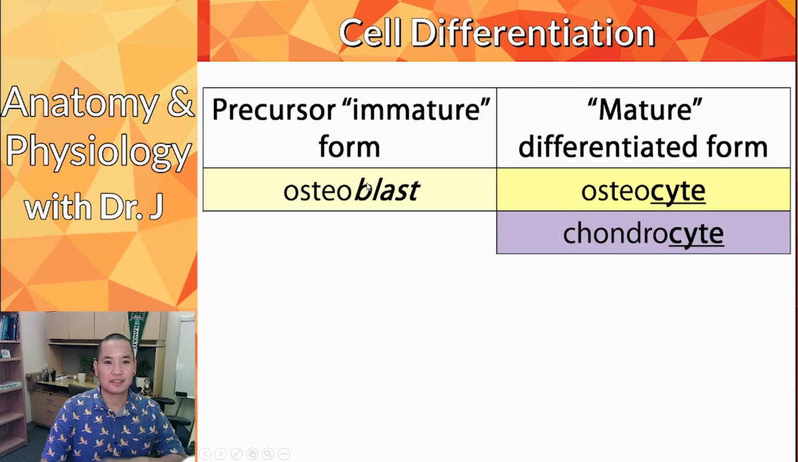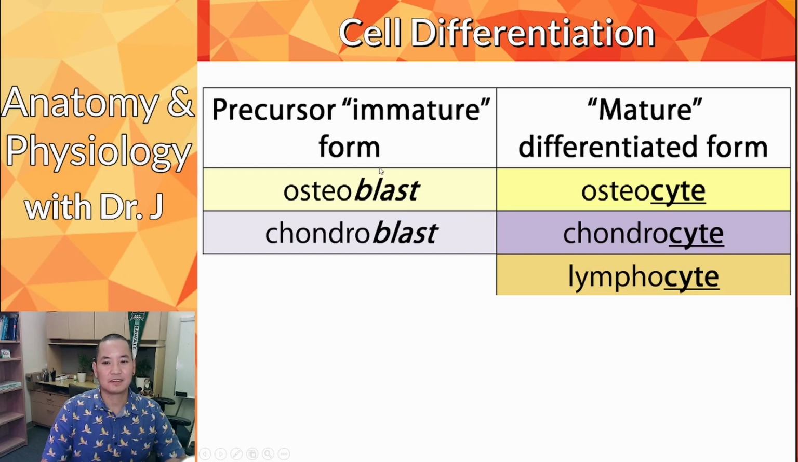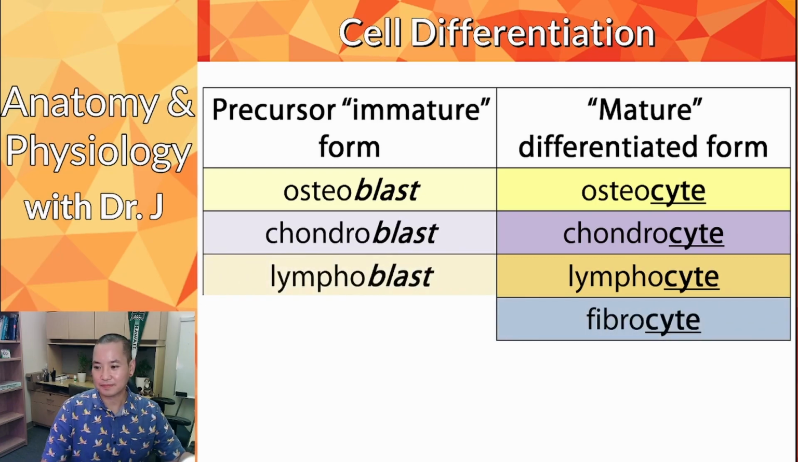Now chondrocytes, what do you think we should call a precursor or immature chondrocyte? Remember, chondro means cartilage, right? So what's an immature chondrocyte? This is what we call a chondroblast. These are the ones that make new cartilage. Lymphocytes, we didn't cover that yet. We're going to cover them in more detail next semester. But with this trend, what should we call an immature lymphocyte? Let's call it a lymphoblast.